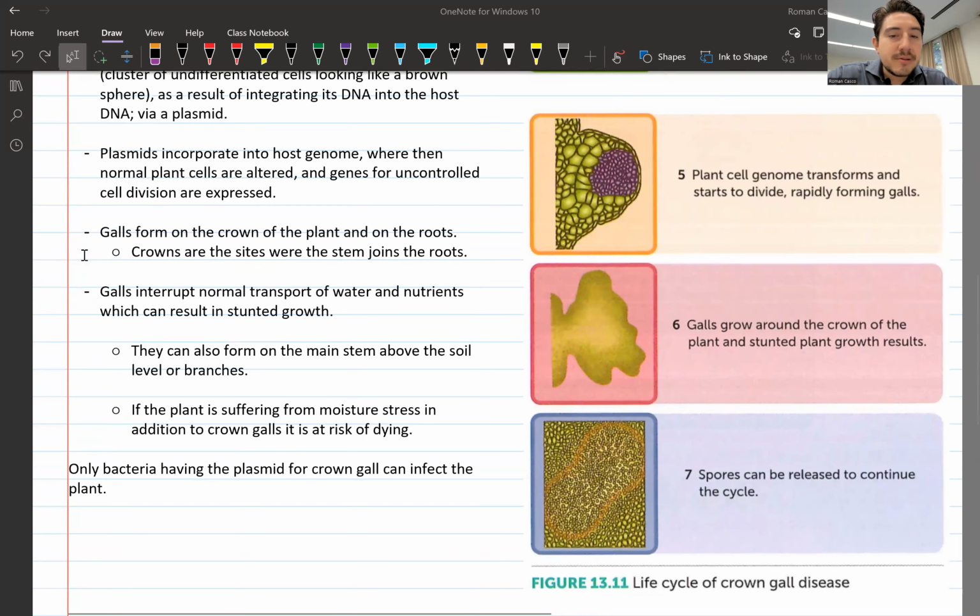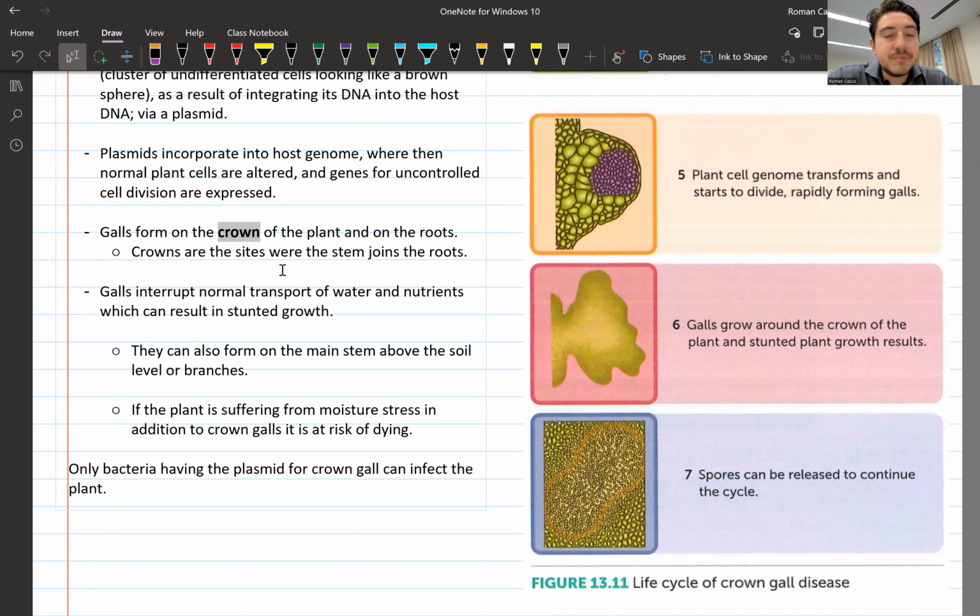And these galls, these little tumor clusters, can grow in various parts of the plant, but they generally grow at what is called the crown of the plant, which is essentially where the stem and the root join together, right? It could also grow in larger trees at the base of the branches, where it attaches to the trunk, to the stem. It could also grow there.